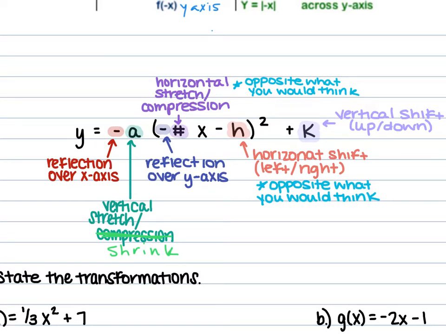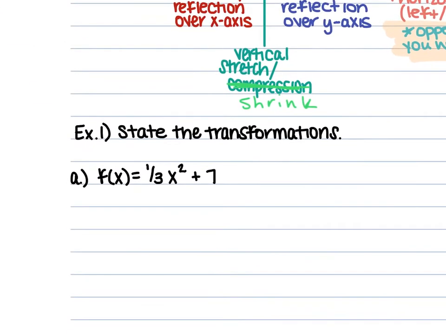We're going to skip horizontal stretch or compression for now. If we have a number that is being added or subtracted on the inside, it moves left or right. And then if it's being added or subtracted on the outside, it goes up or down. And just remember, if it's on the inside, it's the opposite of what you would think. So let's look at some examples.